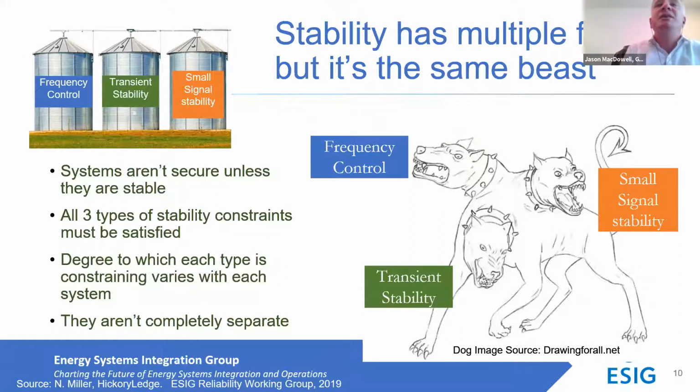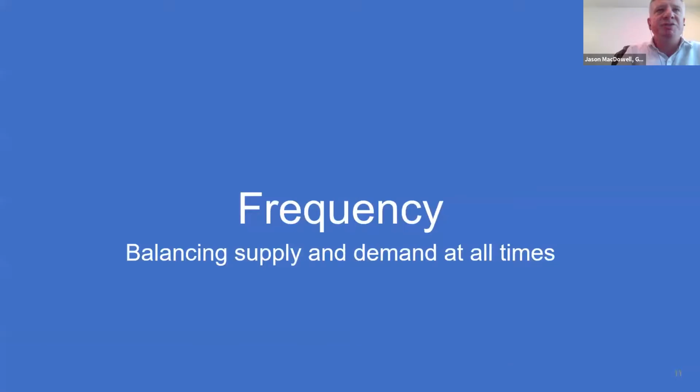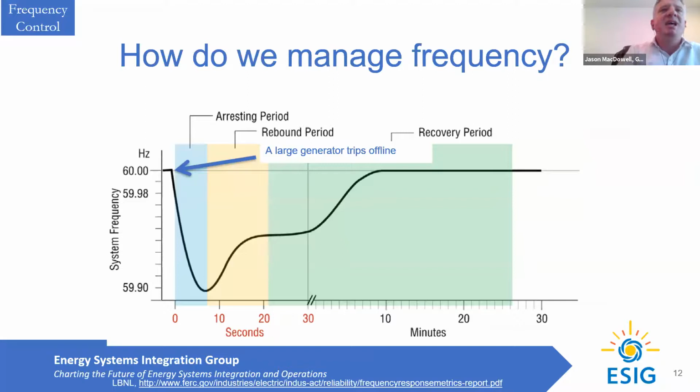Okay. So stability has multiple facets in terms of frequency support, system stability, and transient stability that we're all going to talk about. So we'll talk about frequency control, small signal stability analysis, transient stability analysis. So in terms of frequency, how do we manage frequency?